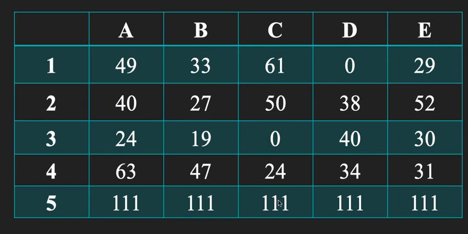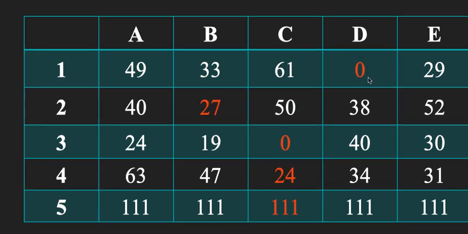It was 111 minus 62, 111 minus 78, 111 minus 50, and 111 minus 0, which is this. Now this is our reduced cost matrix. After that, we have to find the lowest of each of these rows. Here we have 0 lowest, here we have 27 lowest, here we have 0 lowest, here we have 24 lowest, and here we have 111 lowest. Can we say it like this? Here we have 0, 27, 0, 24 and 111.